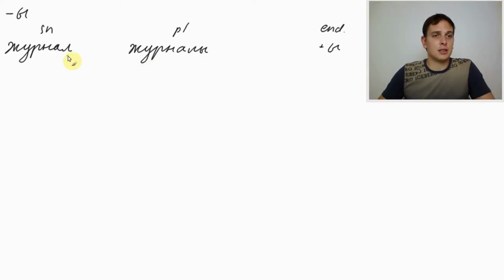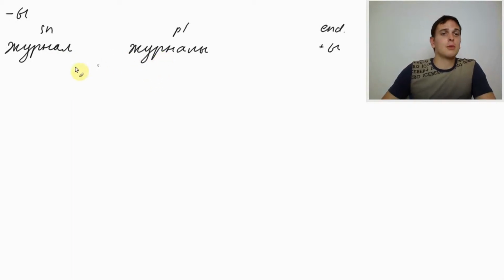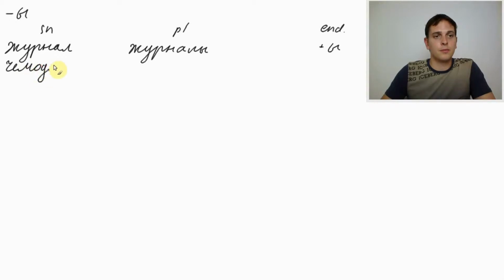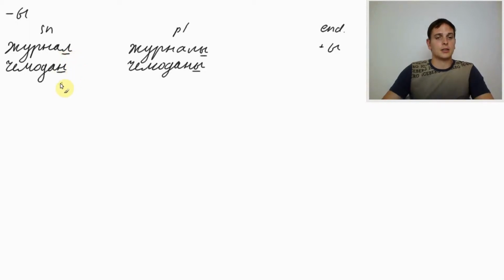So what's the general rule? If we got a hard consonant in the end of the word and we want to produce a plural, we basically just end it with "ы". And we got a plural. So журнал, журналы. Some more examples would be чемодан. Чемодан is suitcase. How would you build plural of чемодан? Basically we end it with "ы". Чемоданы. We end it with "ы", because N is hard consonant, D is hard consonant.